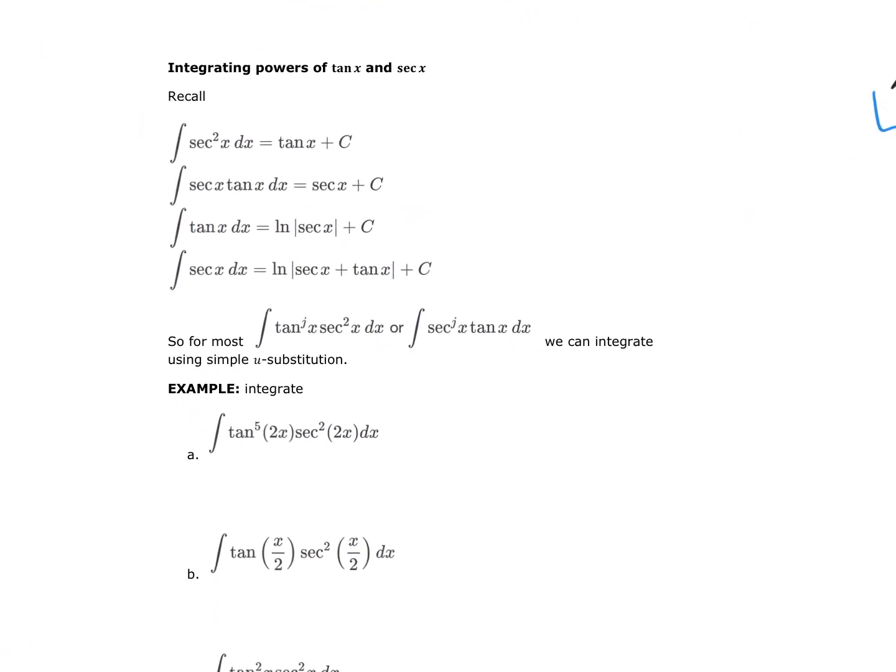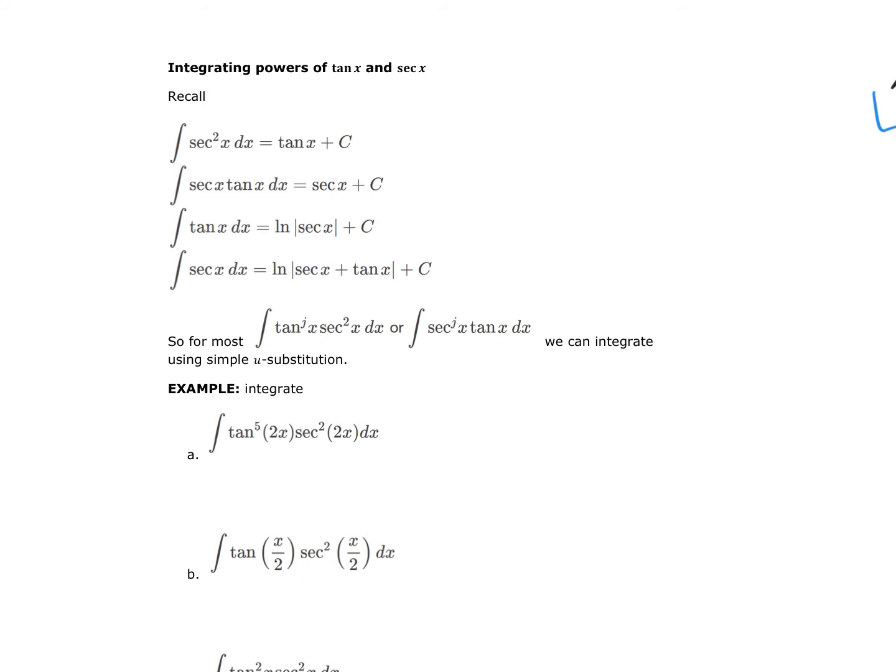All right, now what happens when we have tangent and secant? Well, we know secant squared is the derivative of tangent. We know secant tangent is the derivative of secant. Tangent, if you remember, can be written as sine over cosine. So we have the natural log of secant x is the integration of the absolute value of the tangent. And then the secant can be written as 1 over cosine. And then this is why this works out.